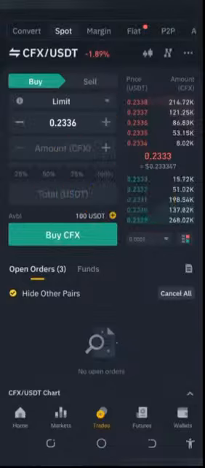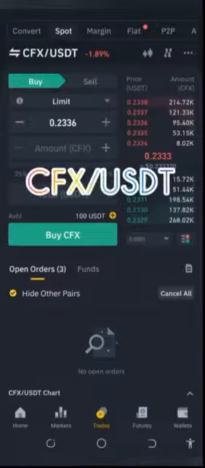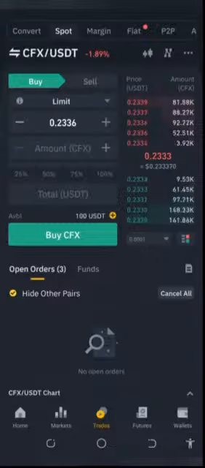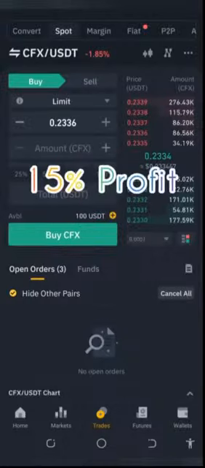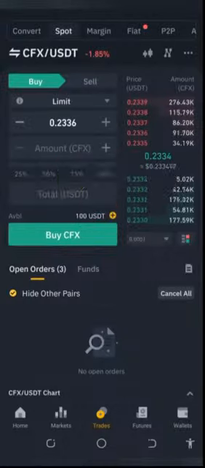All right, what do I have for you here? I've got CFX/USDT. So now let's go ahead and check out all the parameters and make sure everything works well. Now, this one happens to be a sweet deal. It's supposed to give us probably about 15%. So let's see how this goes.